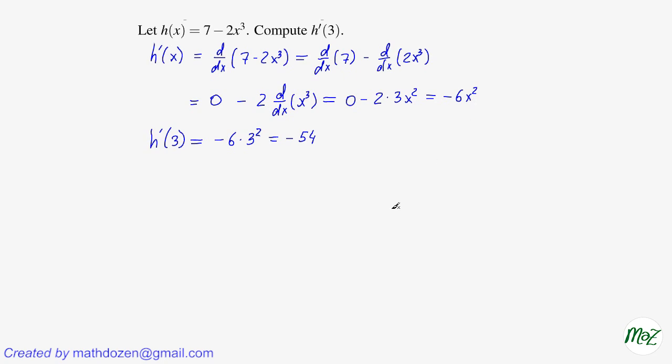Then we need to find h prime at 3. So we take the formula and put x equals 3 into it. So h prime at 3 is negative 6 times 3 squared. That is negative 6 times 9. That is negative 54.